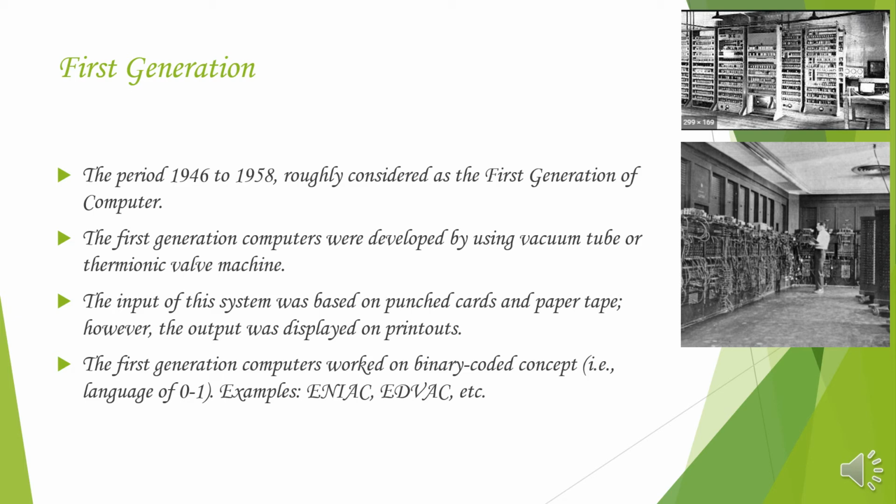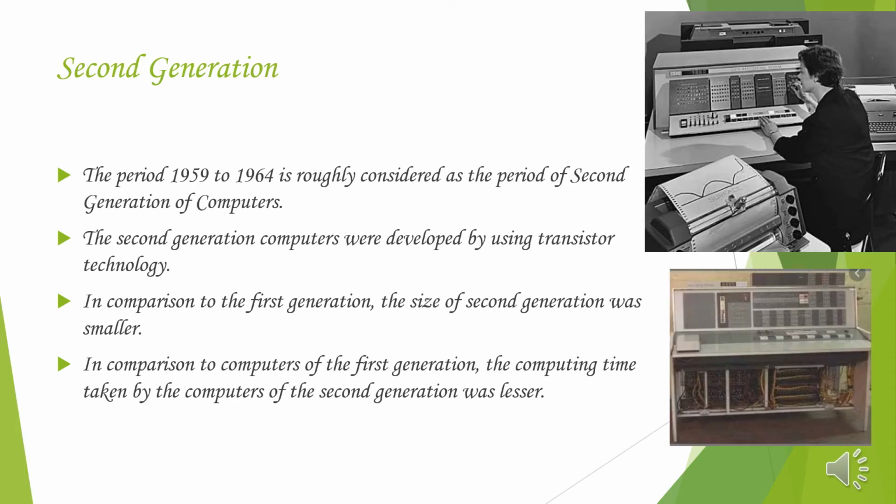This was the initial stage where computers were defined and introduced, and it was used between 1946 to 1958. Second generation of computers. This comes roughly in the period of 1959 to 1964. So this is post first generation, and now it is the second generation between 59 to 64. This generation of computers was developed using a technology called the transistor.